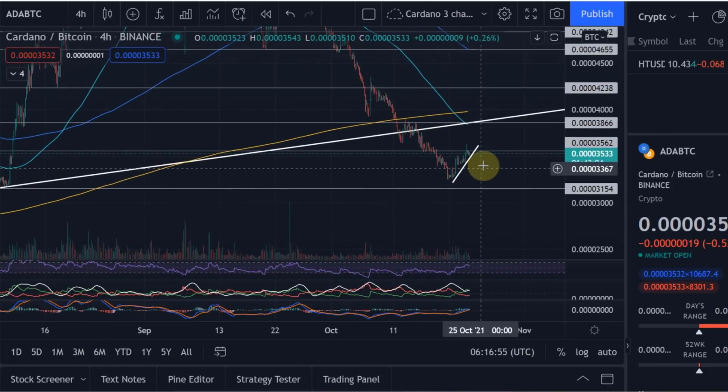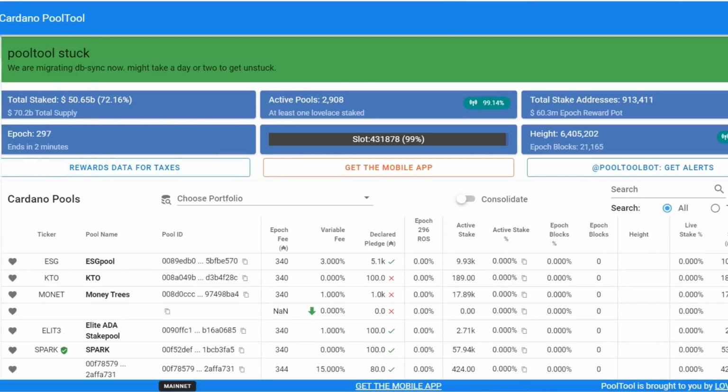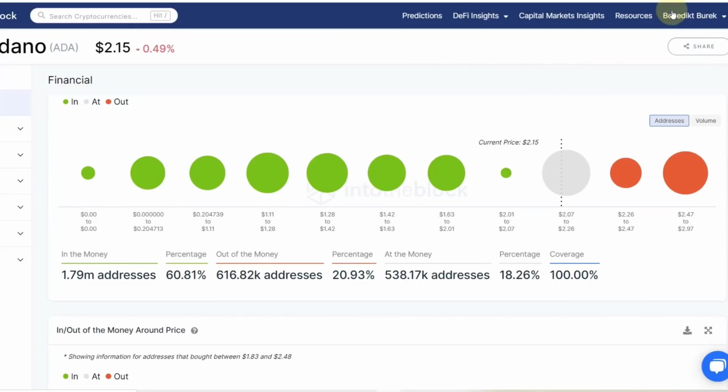And if we fail, it won't be long because the alt season is really on its way. It's coming. Wanted to emphasize that we are continuing to stake more and more ADA to 72.16%. I think that is more than even in the last video when I made my update here about how many. We also have more stake addresses being created. So decentralization is continuing.